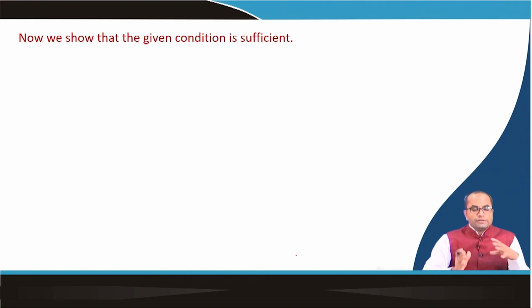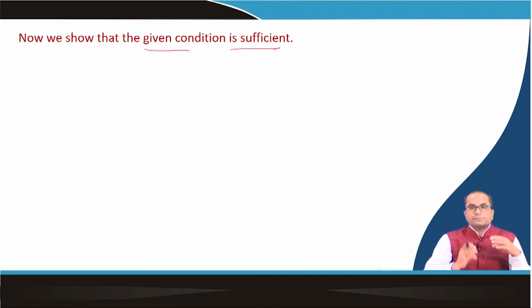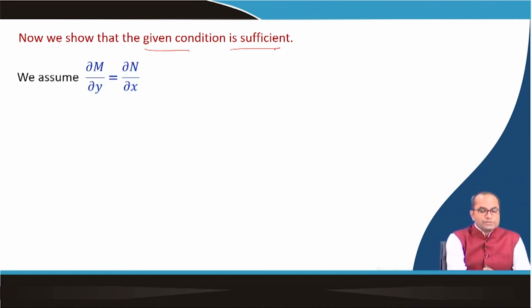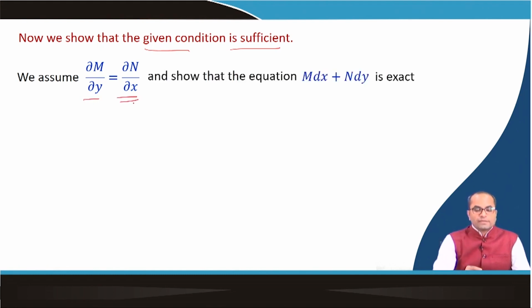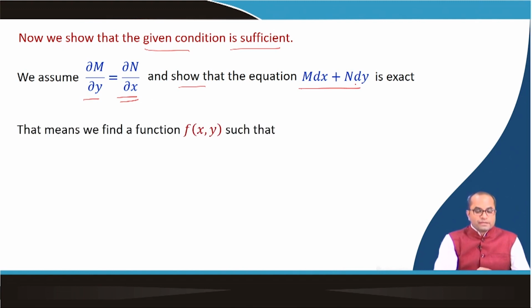Okay. So now we go on to show that the given condition is also a sufficient condition. That means if that condition holds, then the equation is exact. This is a little bit lengthy to prove, because here we assume that del M over del y is equal to del N over del x, and then we will show that the given differential equation M dx plus N dy is equal to 0 is exact.